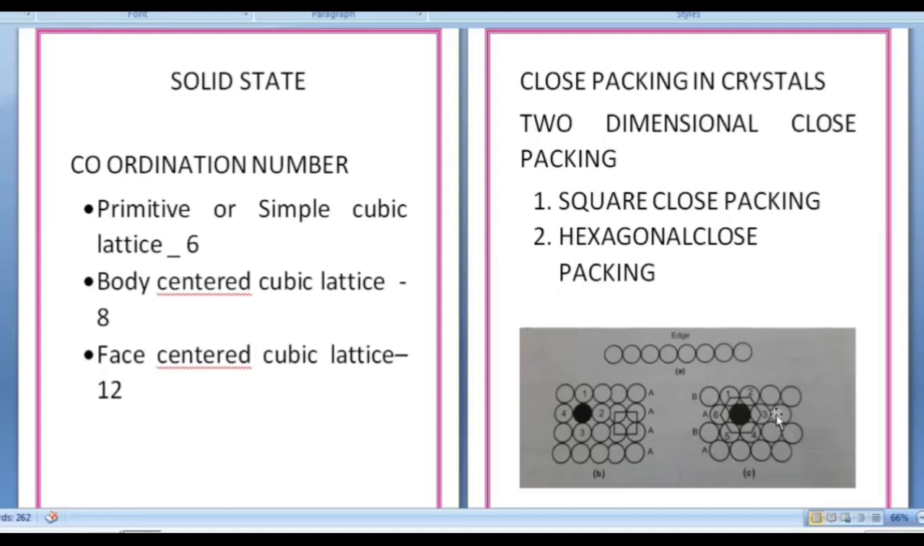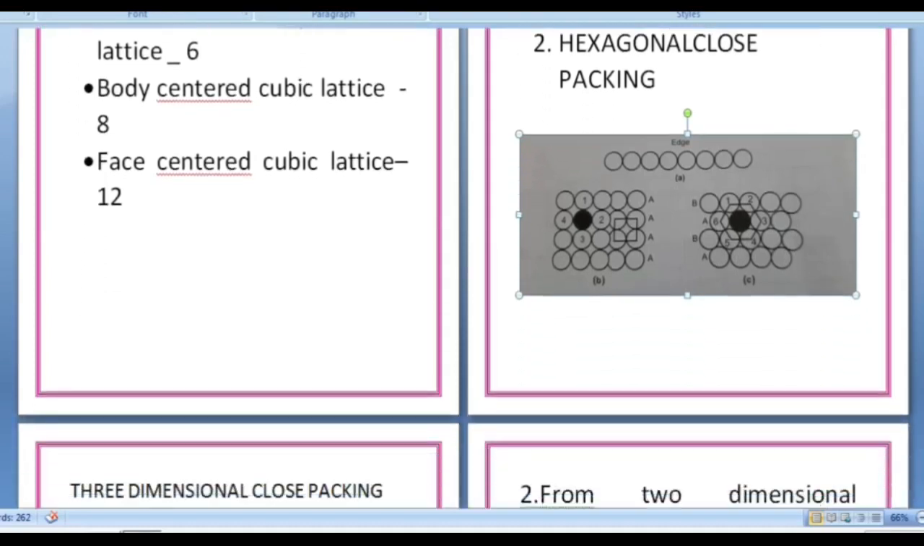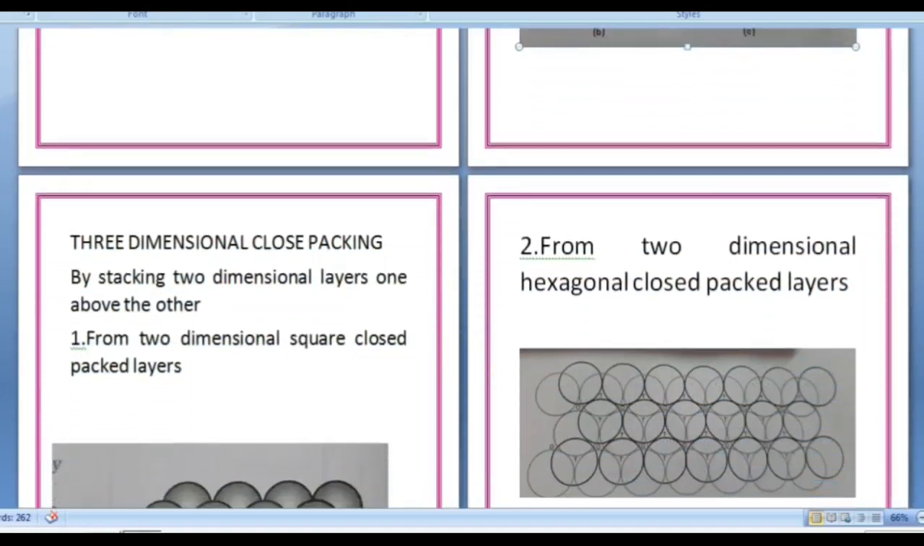In the second type of packing, first one row of spheres is placed, and then on the depressions of the first row, the second row of spheres is placed. Then the third row on the depression of the second row. In this way, alternately the spheres are placed, and when you look at any atom, you will see it is in contact with 6 other spheres, and when you join the middle point of these spheres, you get a hexagon. So that is why this type of packing is called hexagonal close packing. This was in 2 dimension.